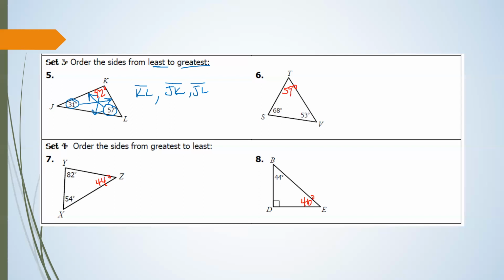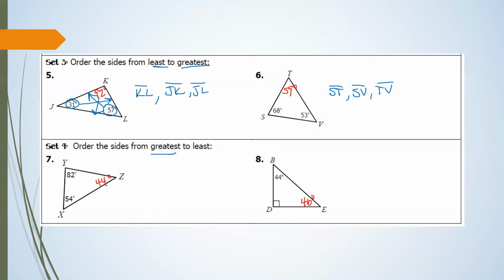Okay, go ahead and try number 6. Do that now. You should get ST, SV, TV. ST is across from the smallest angle, 53. SV is across from the medium angle, 59. And TV is across from the largest angle.